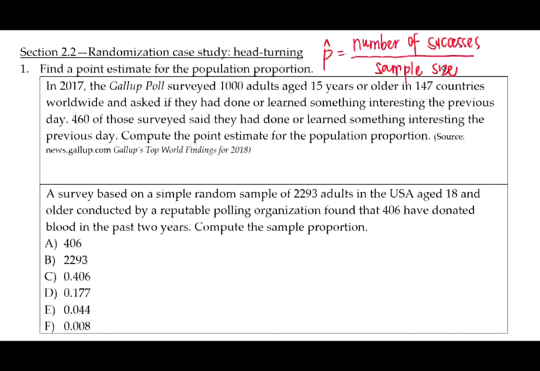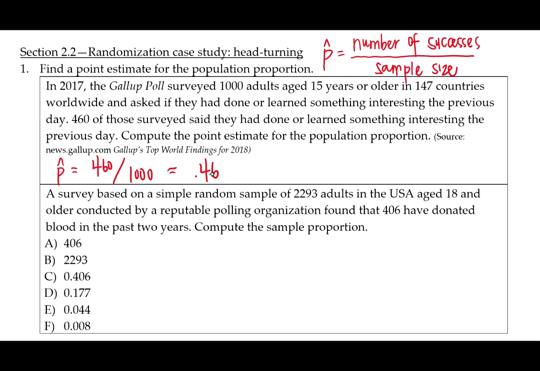So we estimate the population proportion using the sample proportion p hat. Our characteristic of interest here is learning or doing something interesting the previous day. Of the people we talked to, 460 of them had that characteristic. They had done or learned something interesting the previous day. And our sample size is the 1,000 people that were included in this Gallup poll survey. And if you do that division, 460 divided by 1,000, you get 0.46.